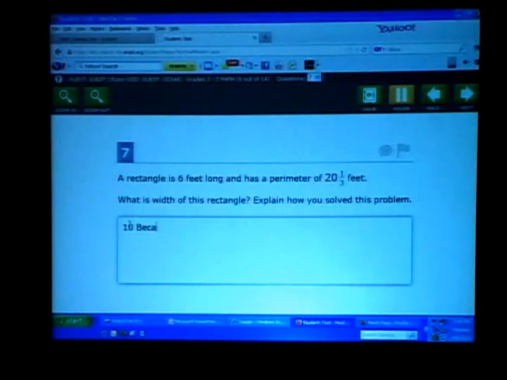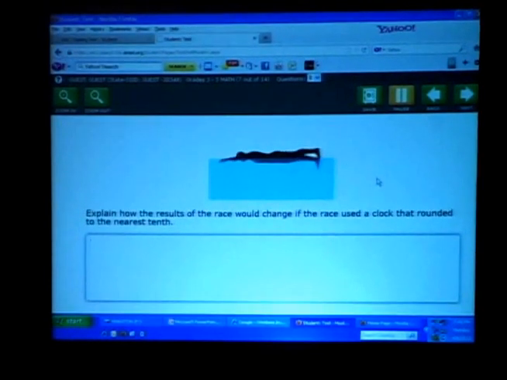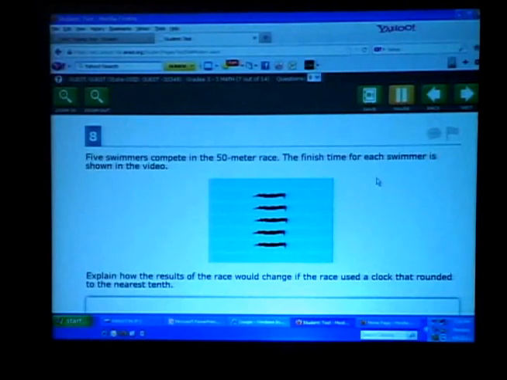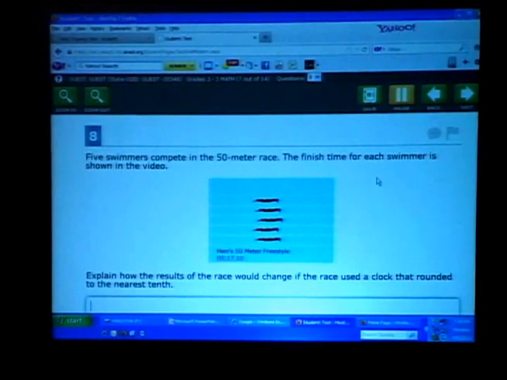Oops. See if that takes it. Yes. Now this is an interactive question. We have swimmers in a pool, and they're moving. They're swimming to the end.